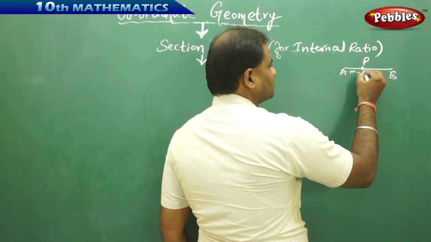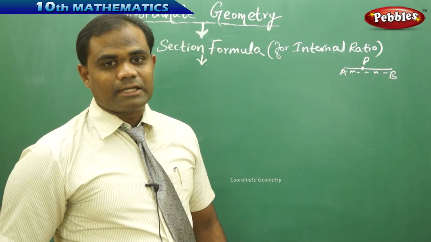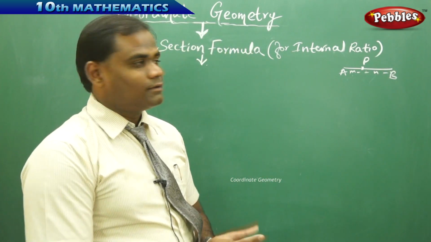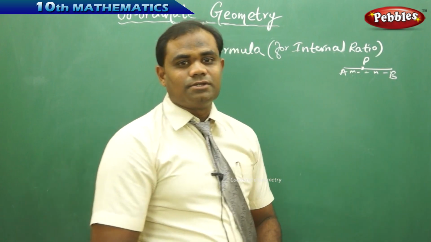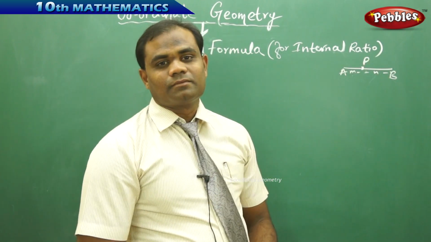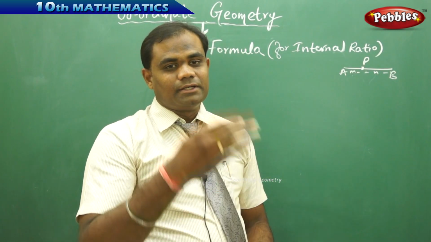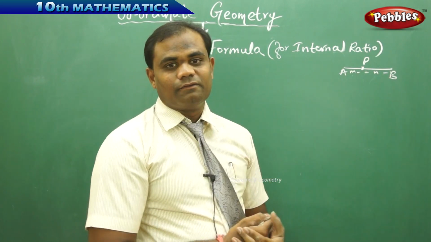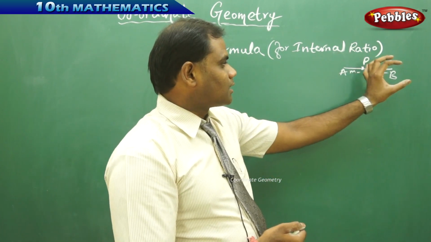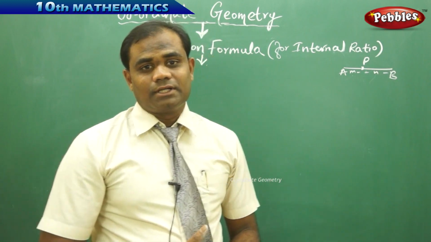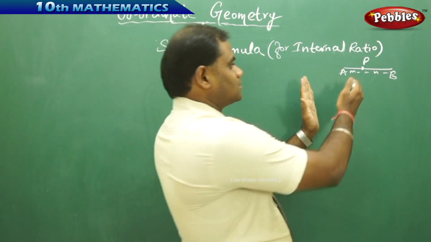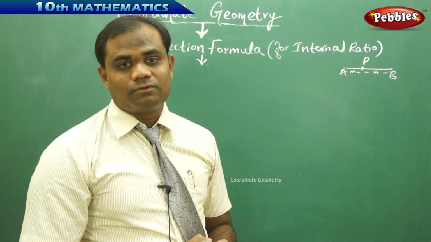So this is a section formula because we have the section of the line which is divided by the point P. So when P divides AB internally in the ratio M and N, we get the section AP and the section PB, which are independently calculated by using the section formula.